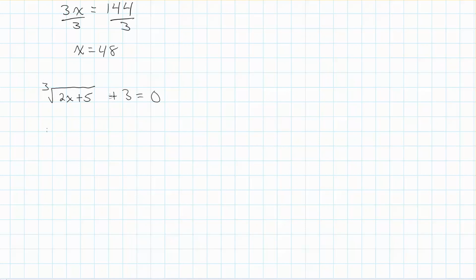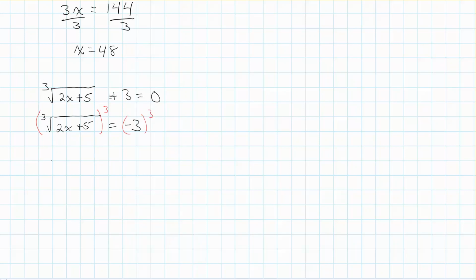So if we isolate this radical, we'd have the cube root of 2x plus 5 equals negative 3. And now, and we'll look at another example here in a second, I have to ask myself, is it okay so far? Yes, you can get cube roots that are negative. Alright, now instead of squaring both sides, so this is why I say raise both sides of the equation to the appropriate power, I'd want to cube both sides because I'm doing a cube root.